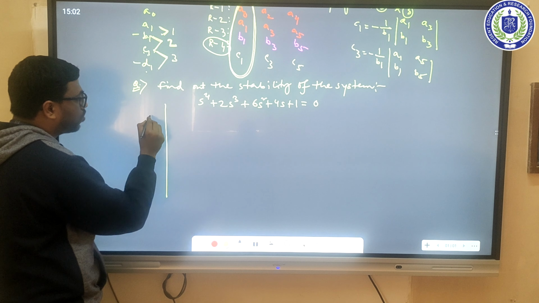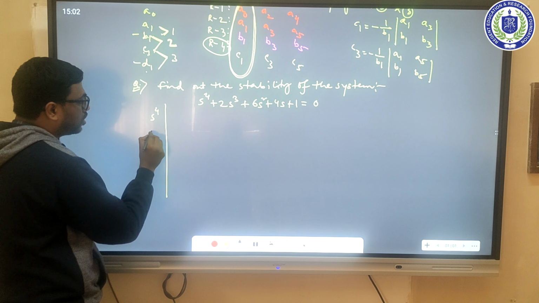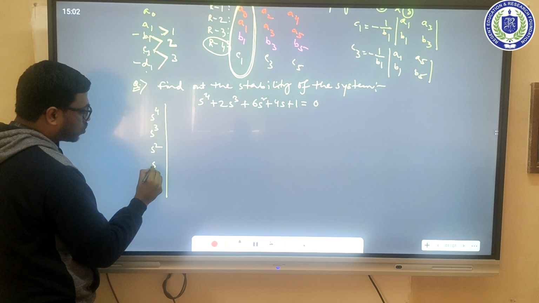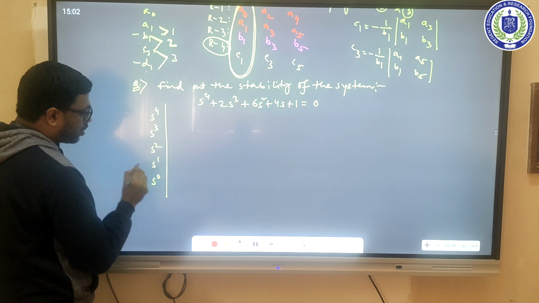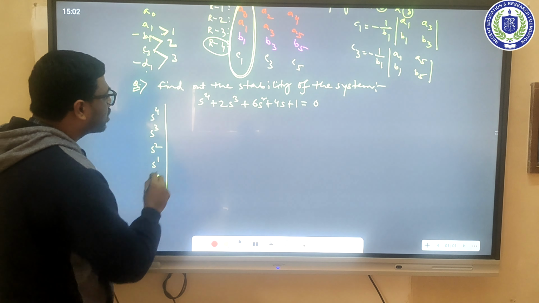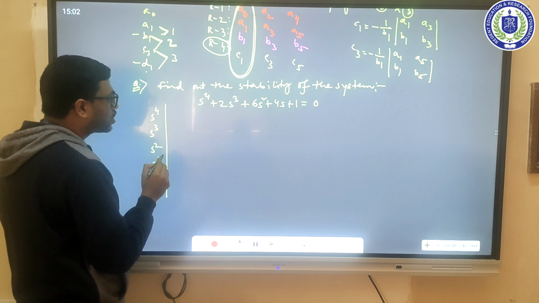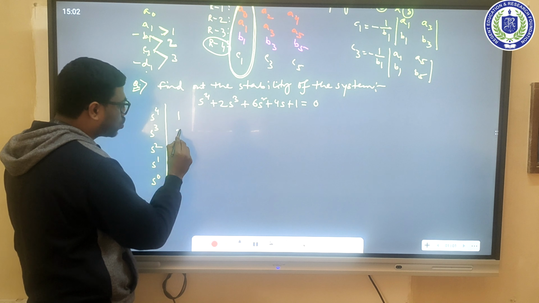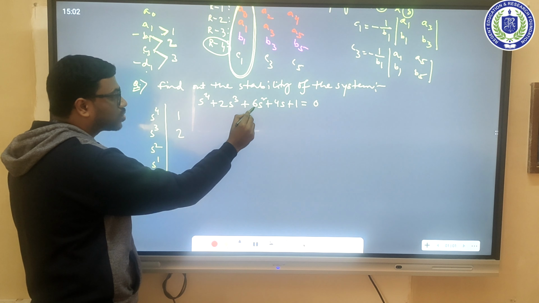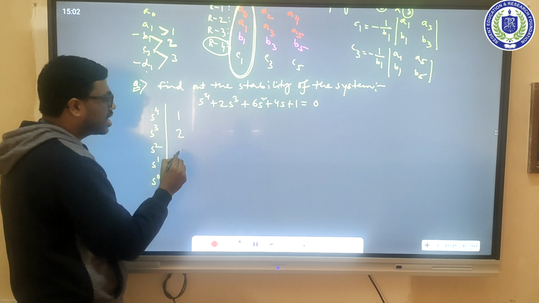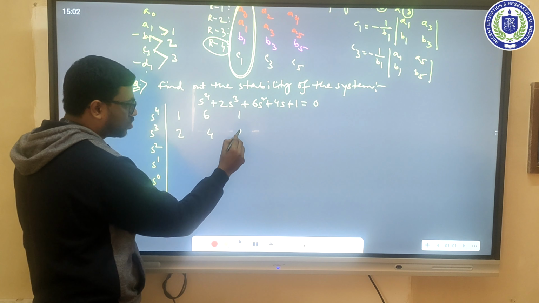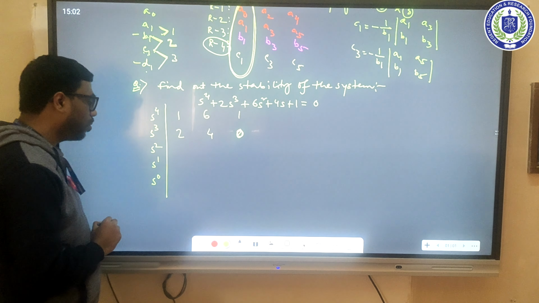So the highest power of s is 4, so s to the power 4, then s cube, then s square, then s to the power 1, then s to the power 0. Now what is the coefficient of s to the power 4? That is 1. So we will write 1 here. Then what is the coefficient of s cube? That is 2. Then what is the coefficient of s square? That is 6. Then 4, then 1, like this. No element is there, so it is 0.